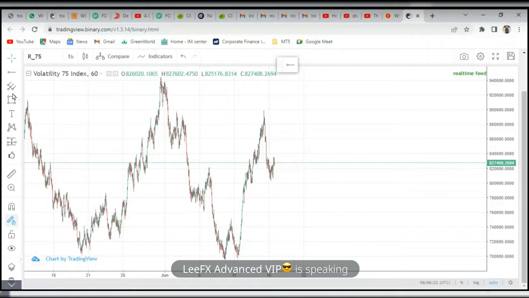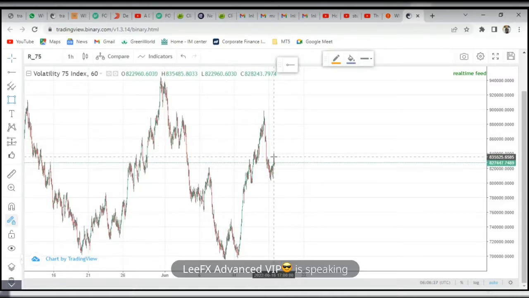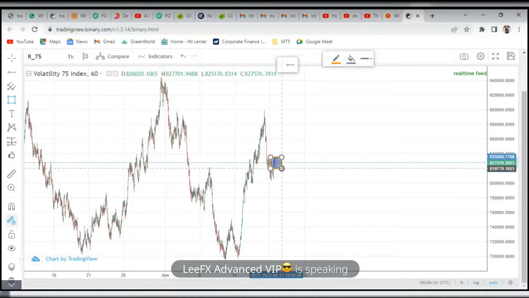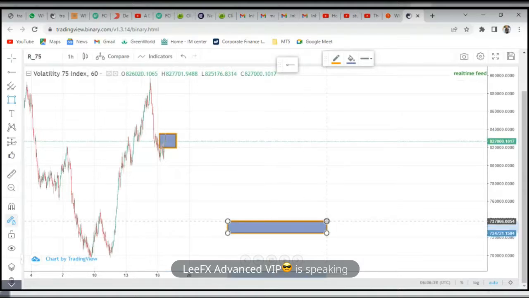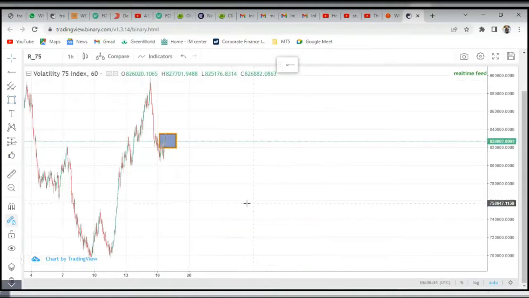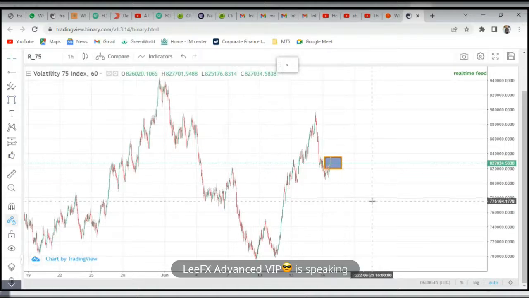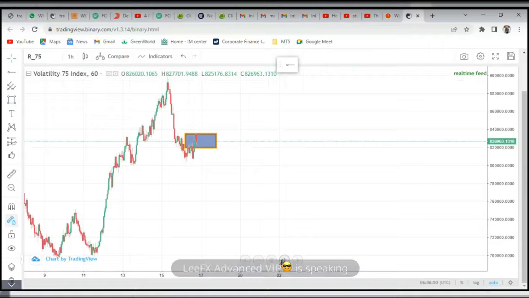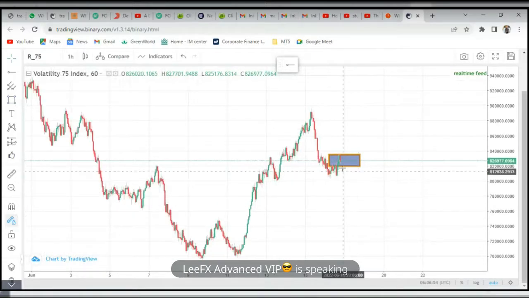This is V75, mind you. When you understand these 3 points, you'll be killing V75. Where the price is, it is here as we are speaking right now. Let me zoom in like that. That is where the price is at as we are speaking right now. That is where the price is. Better, I do like this. This is where the price is right now.